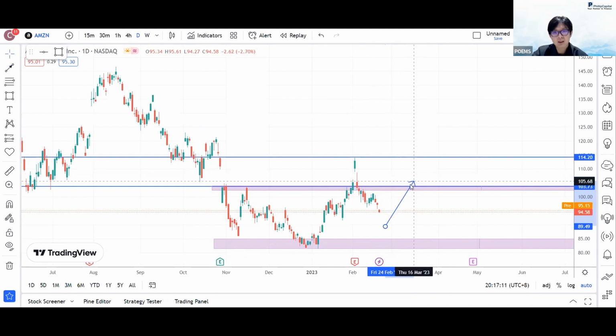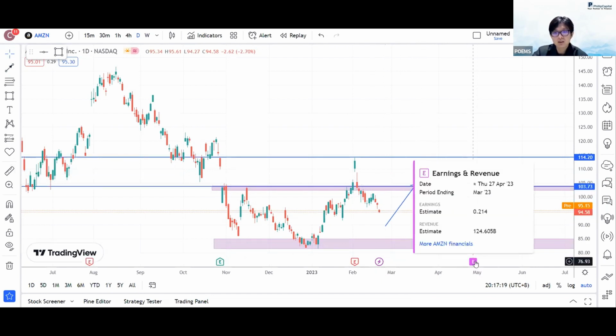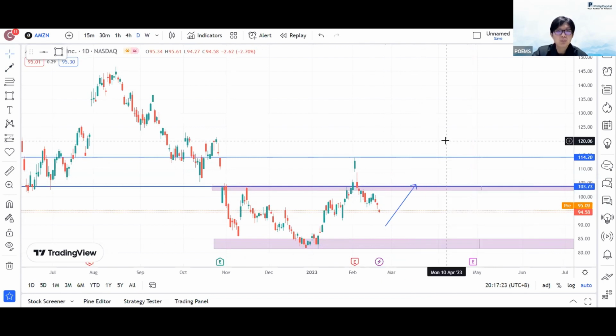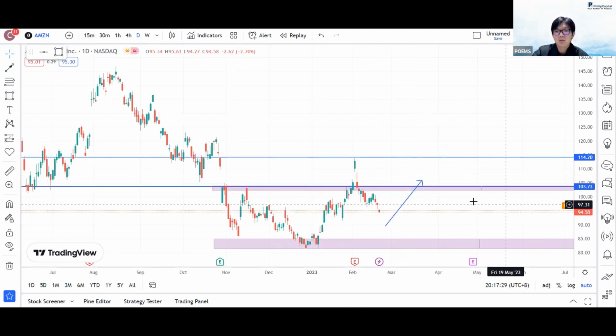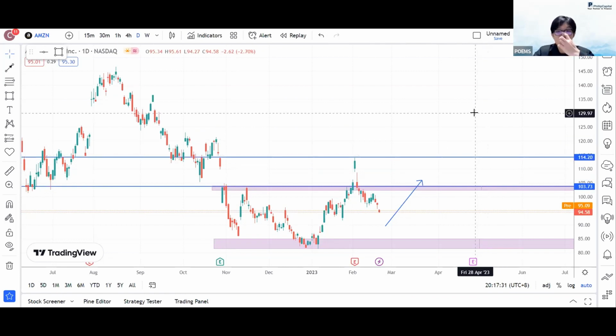Whether they will be able to break higher, for now, tough. There's no catalyst in the market, no catalyst from the company itself. Earnings is probably 2 months later, 3 months later. Sorry, 27 April, that's 2 months later. So we might just see range bound movements from Amazon until they start breaking off 103.